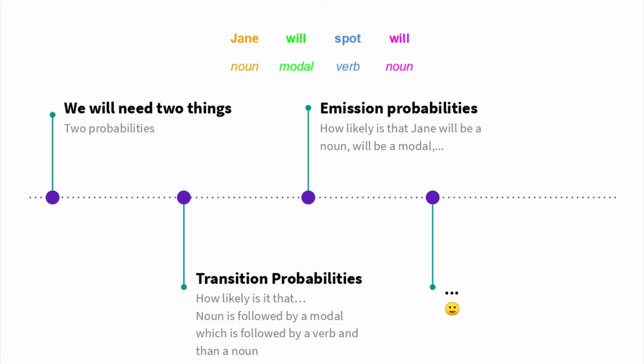So how likely is a noun followed by a modal, or how likely is a modal followed by a verb, or how likely is a verb followed by a noun? The second probability that we'll be considering is the emission probabilities. So how likely is Jane to be a noun, or will it be a modal, or will it be a verb? So this is emission probabilities. Considering these two probabilities, we'll be using the hidden Markov model.